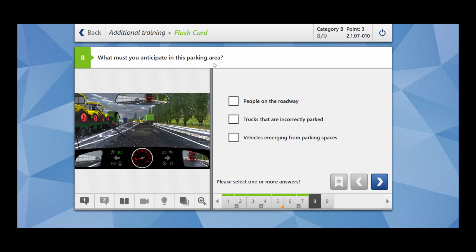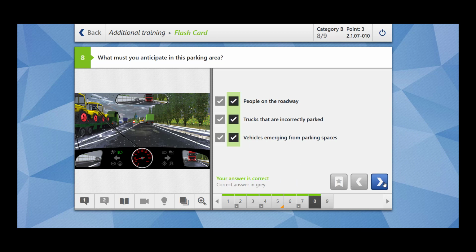In this parking area, you can anticipate all the wrong things. For example, people on the roadway, yes. Passengers, drivers, you could expect them on the roadway. Trucks that are incorrectly parked, this could also happen. Vehicles emerging from the parking spaces, this could also happen. So anything could go wrong in the parking area. So you have to be extra cautious whenever you are driving through a parking area.